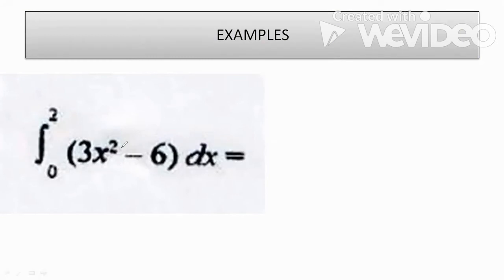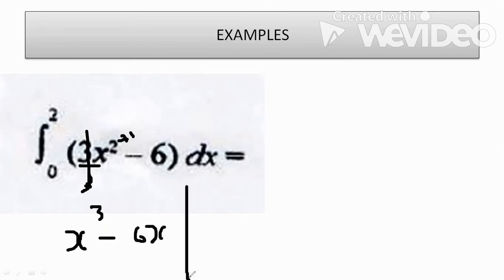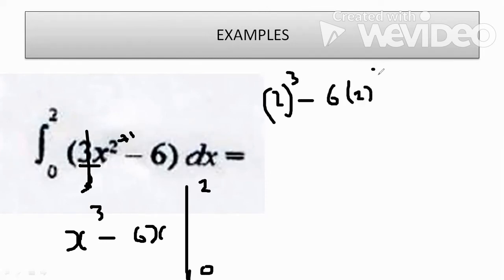So if we integrate 3x squared, the 2 plus 1 will give us 3, reciprocate the 3, and the 3 will cancel there. So we'll just get x cubed, subtract 6x. Then we input those values. All right, so it's going to be 2 to the third, subtract 6 times 2.